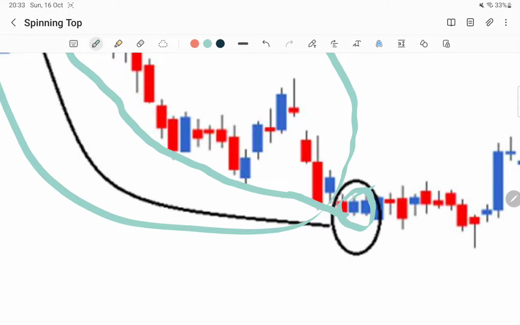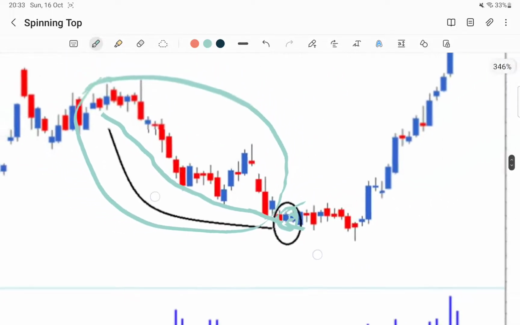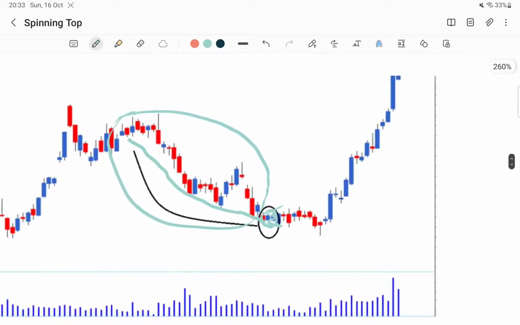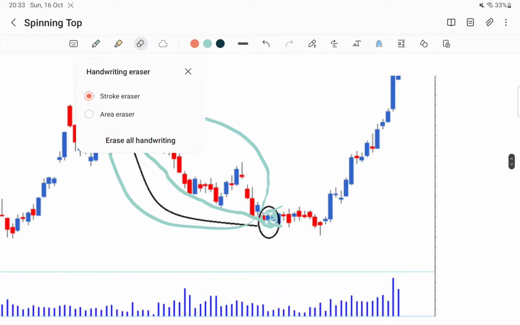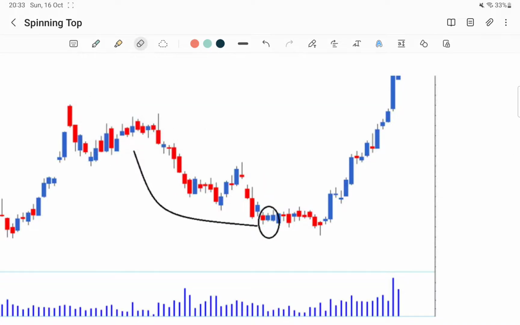The upper shadow is this portion and the lower shadow is this portion. You can clearly see the upper shadow and lower shadow are quite similar. It's not equal, but it's similar. Also the body is very small, the gap between the opening point and closing point is very small. Due to that, it is a spinning top. So just see what happens once the spinning top is created at this particular price point.